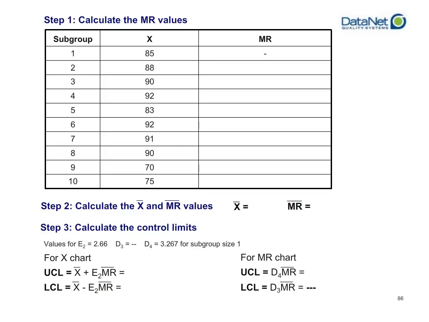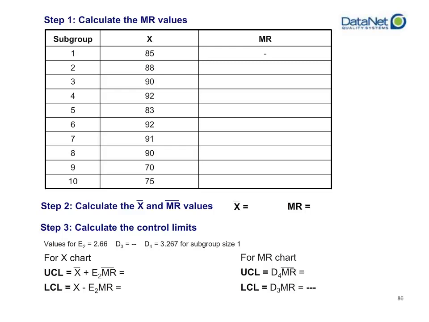Step 2, calculate your grand average of your X values, your X bar, and also calculate your MR bar values, your moving range averages, and take care. Your X bar is going to be divided by 10 because you have 10 subgroups. Your MR bar, your average of your R values, is going to be divided by 9 because they will only have 9 values.